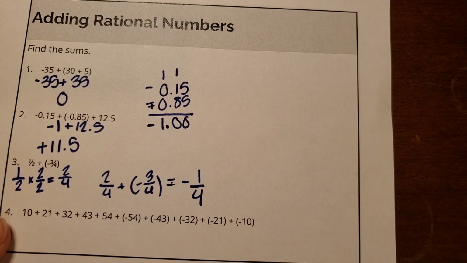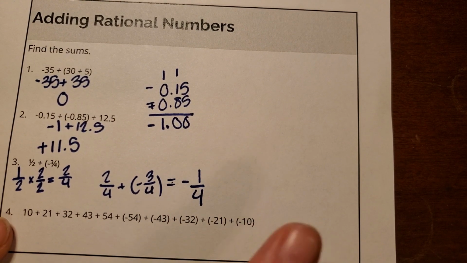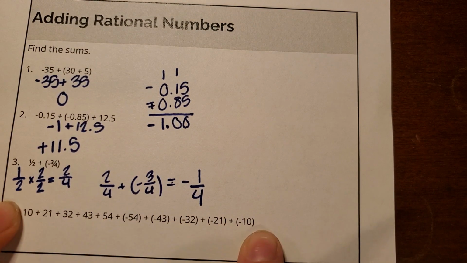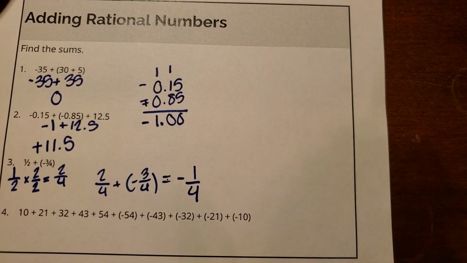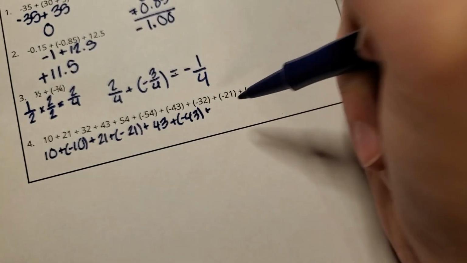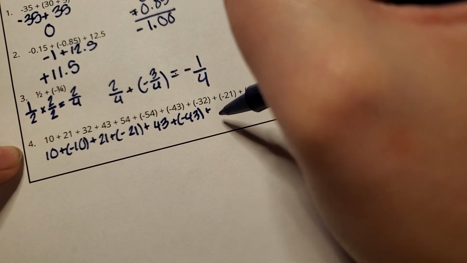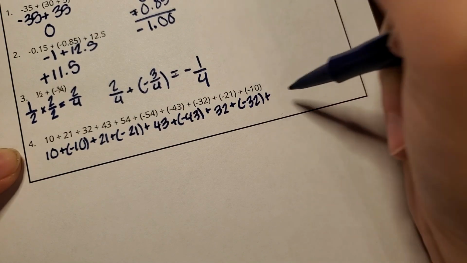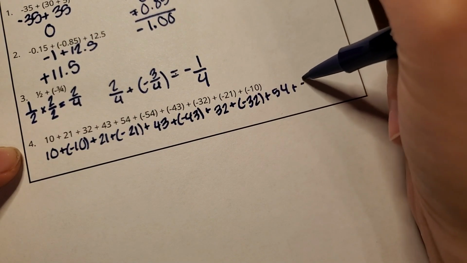However, that will be making more work on yourself, because I notice that a lot of these have opposites. I'm going to move my opposites by each other real quick. So this is going to be 10 plus a negative 10 plus 21 plus negative 21 plus 43 plus negative 43 plus, I skipped a number, 32. I didn't mean to skip that. Plus 32 plus negative 32 plus 54 plus negative 54.